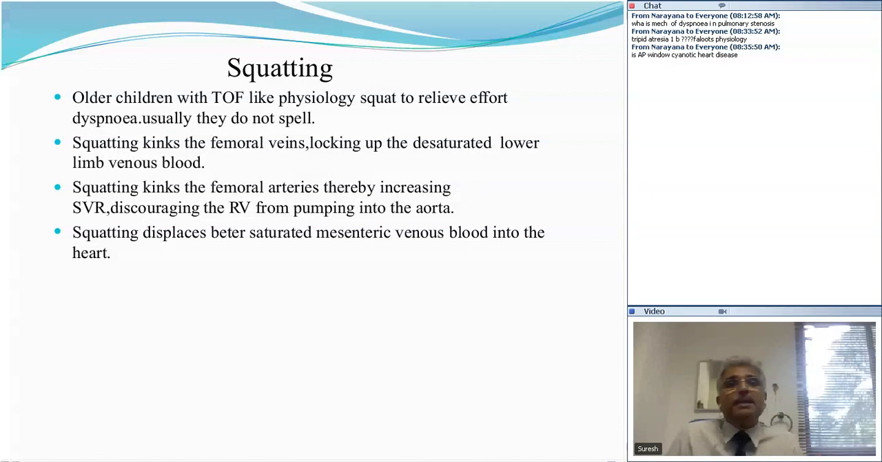So these three mechanisms, kinking the femoral vein, kinking the femoral arteries and increasing the systemic vascular resistance, and displacing the better saturated mesenteric venous blood into the heart, are responsible for the relief that a baby, a child has for cyanosis and exertional dyspnea with squatting.